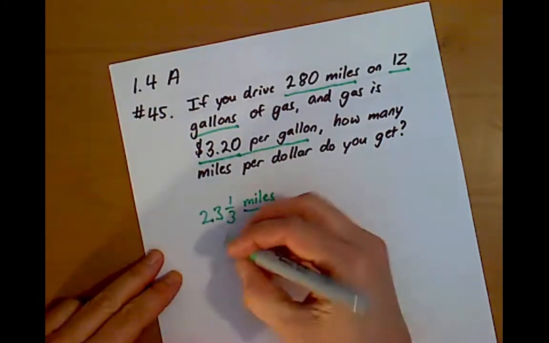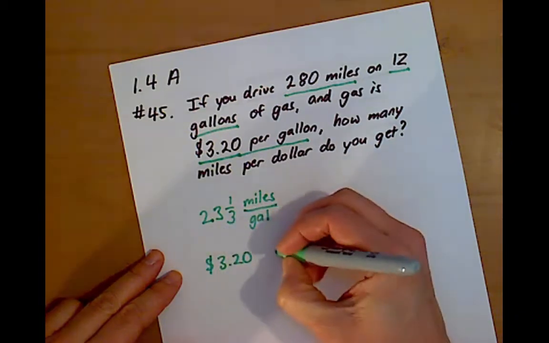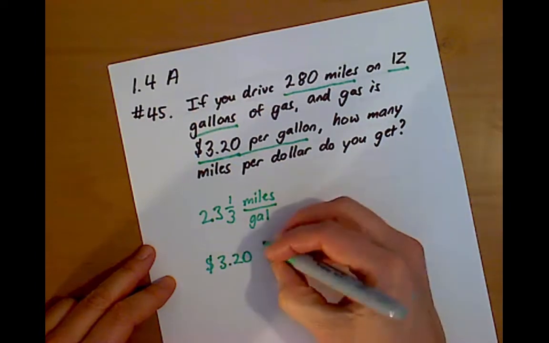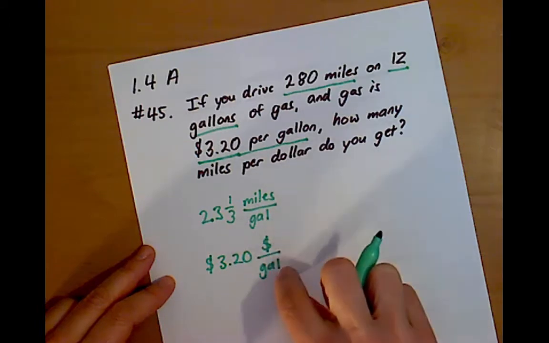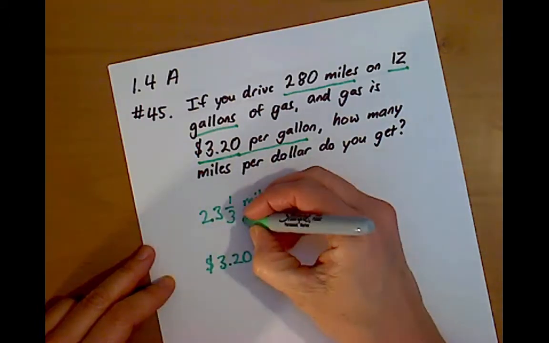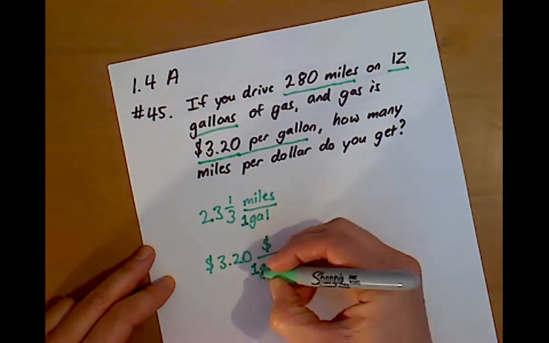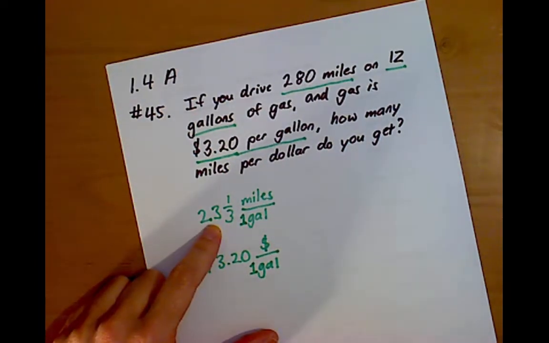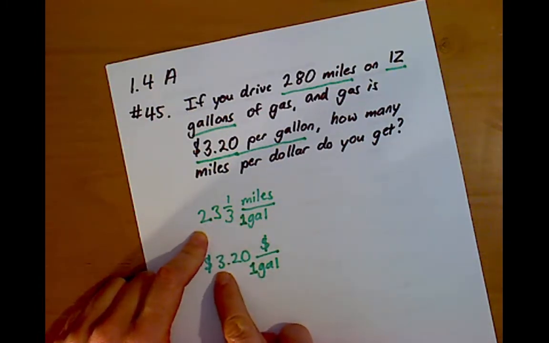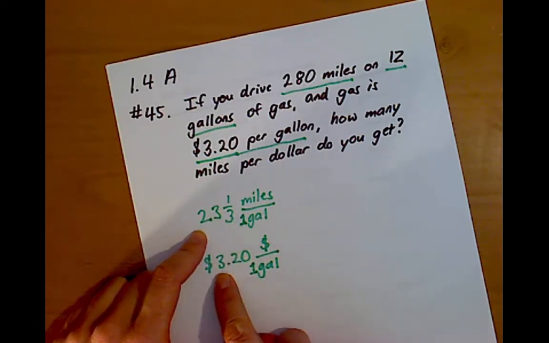Now, we know that 1 gallon of gas costs $3.20. So that is dollars per gallon. Now, when we have miles per gallon and dollars per gallon, we're saying this is how many miles you go for 1 gallon, right? And this is how many dollars you spend for 1 gallon, right? So if this is how many miles you go for 1 gallon, and this is how many dollars you go for 1 gallon, if we take this number and divide it up into this many parts, then we'll know exactly how many miles we go for $1.